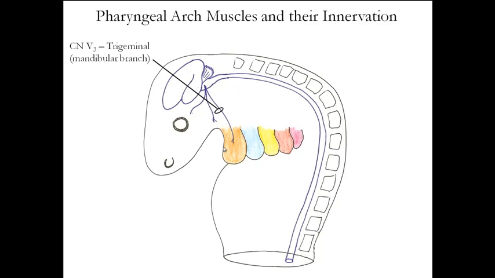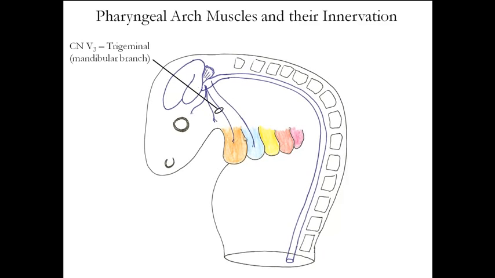So the masseter, the temporalis, the medial and lateral pterygoids, as well as the anterior belly of the digastric muscle and the tensor tympani in the middle ear all come from this first arch because they're innervated by the trigeminal's mandibular branch. We go to the second arch, and the second arch gives rise to all the muscles of facial expression, and no big surprise, is innervated by cranial nerve 7, the facial nerve.